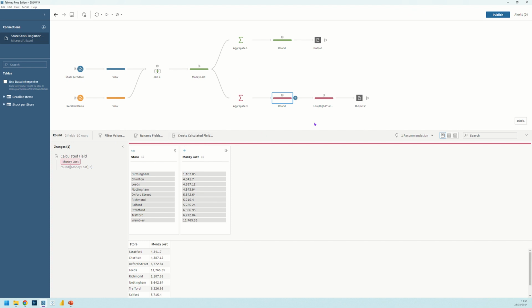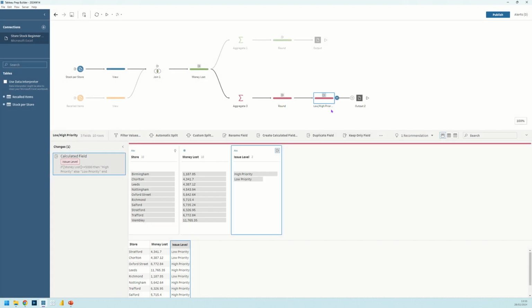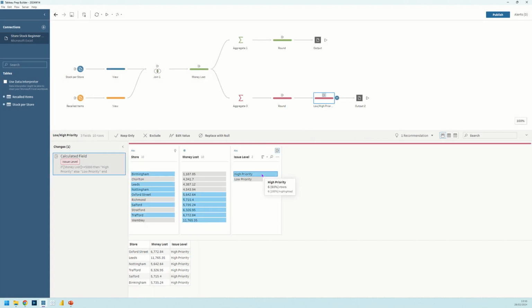And then we actually want to create a second calculated field for this output. So we're looking at the money lost per store, and we're saying if that money lost was greater than or equal to 5,000, then that is a high priority store that we need to worry about. Otherwise, that's a lower priority. So most of the stores here are high priority, 60% of them in fact. So that's going to be a little bit of an issue for Superbites.